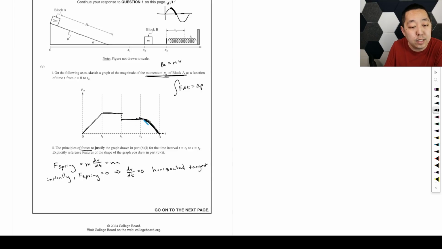Okay. As the spring force increases with compression, the acceleration increases in the negative direction.